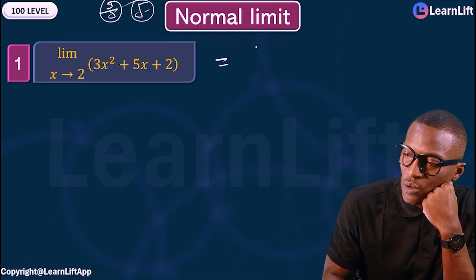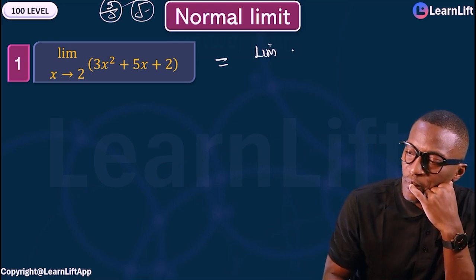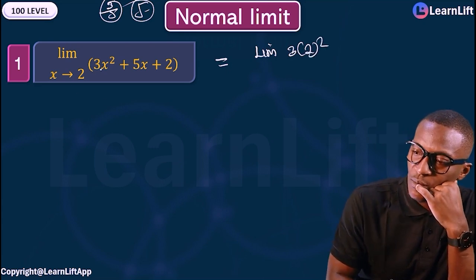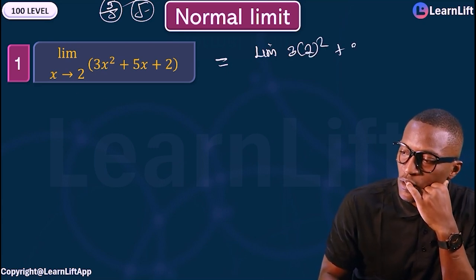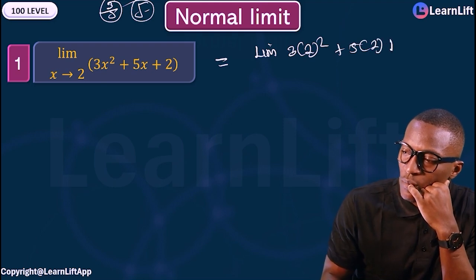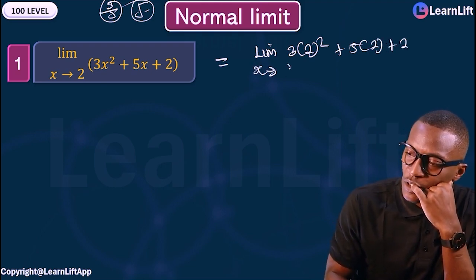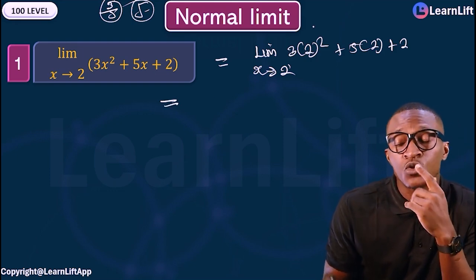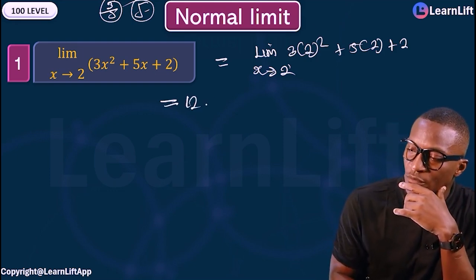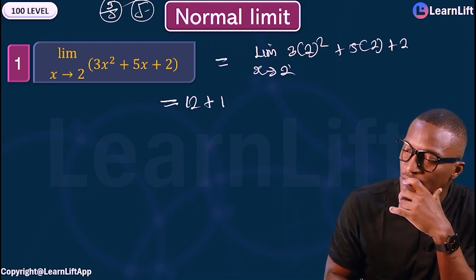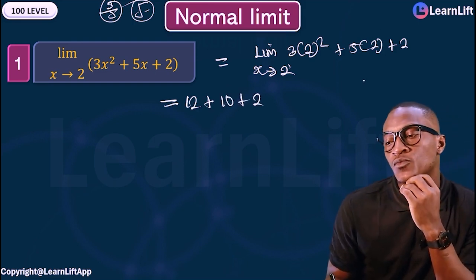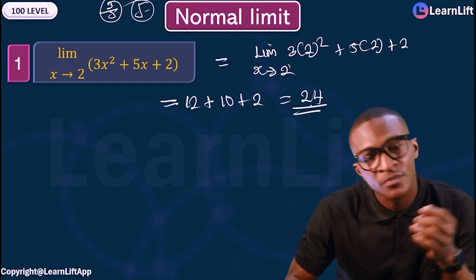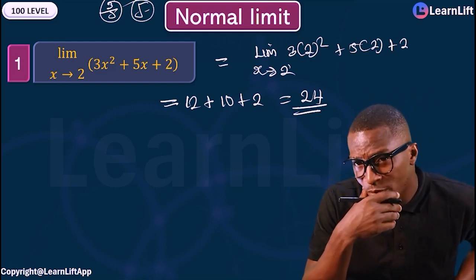This is practically equal to the limit of 3 into 2 all squared, plus 5 into 2, plus 2, as x approaches 2. So this practically becomes, what's 3 squared? And 2 squared is 4. 4 times 3 is 12, plus 10, plus 2. That'll give me 12 plus 12, which is equal to 24. Very simple. Is there any problem with that?